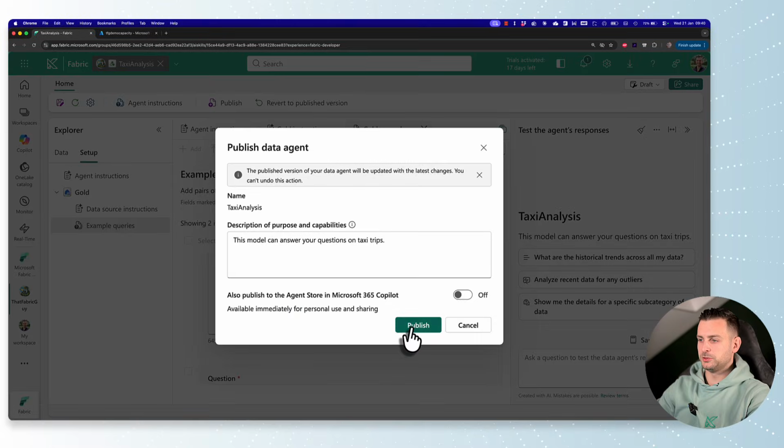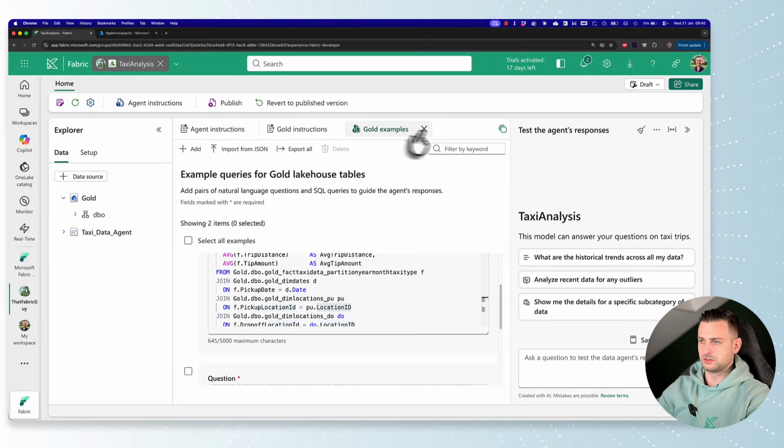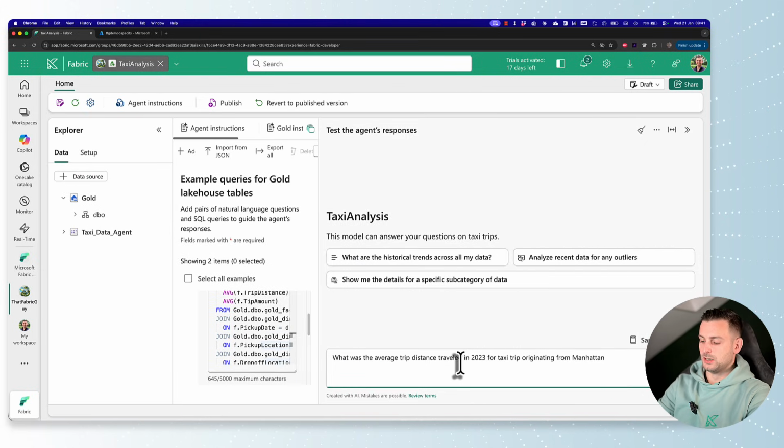Now let's hit publish, because we successfully published the data agent. And what we're now going to do is test the agent response. So I'm going back. No, let's keep this open for now. That's fine. Now I'm asking what was the average trip distance traveled in 2023 for taxi trips originating from Manhattan.